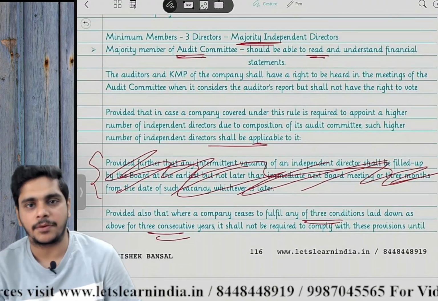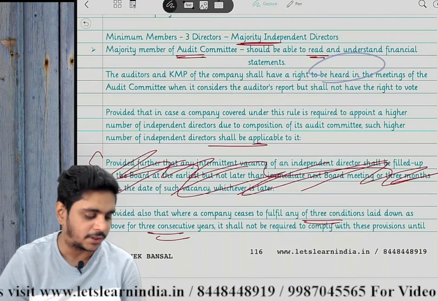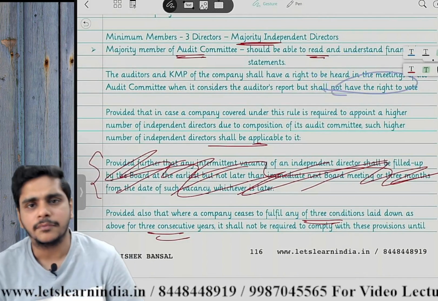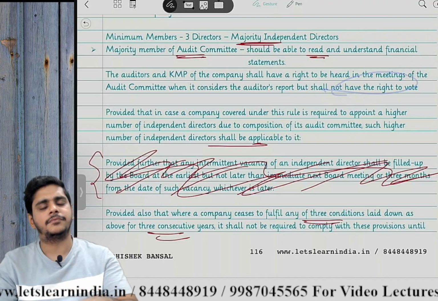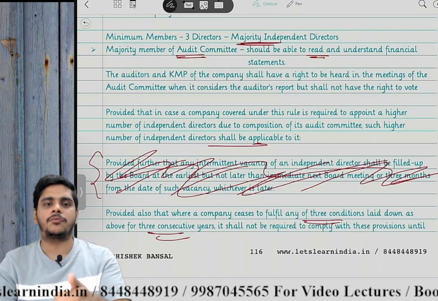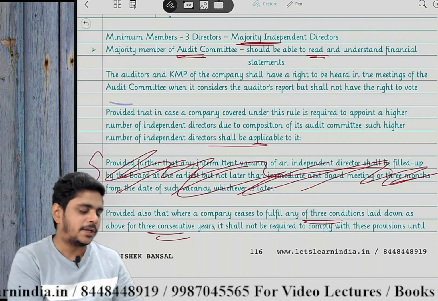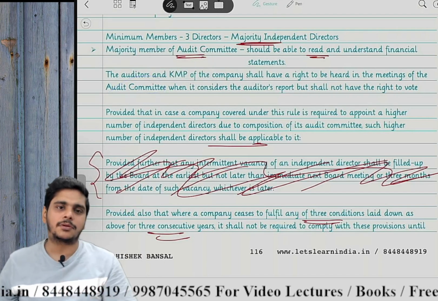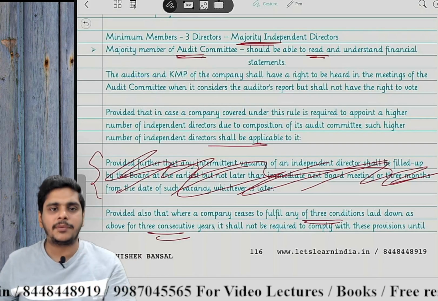The auditors and KMP of a company shall have a right to be heard in the meeting of the committee when it considers the audit report, but they shall not have any right to vote. Audit committee people, you come sit, auditor come and sit, KMP come and sit. You have a right to be heard at the meeting, but you cannot vote. Because who will vote? Audit committee members will vote. Logical na?